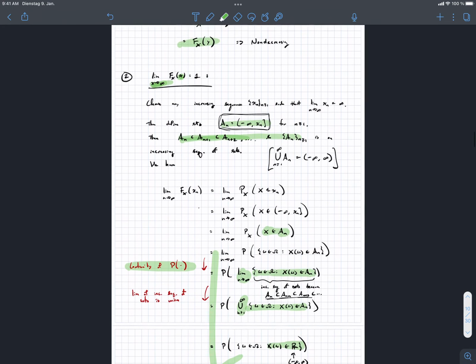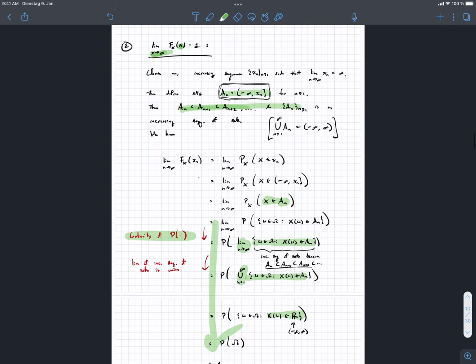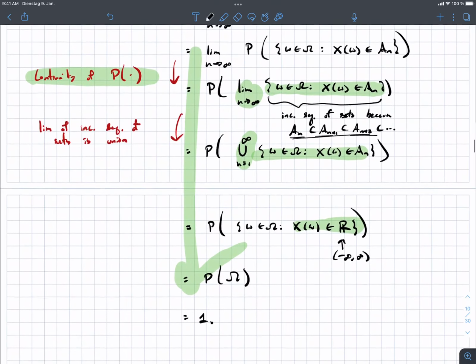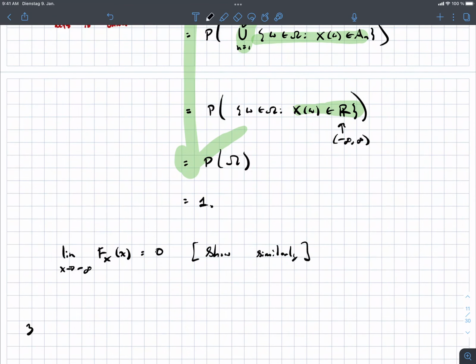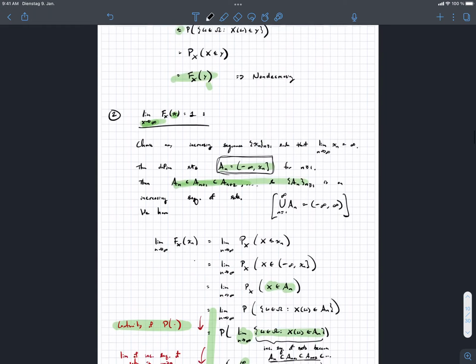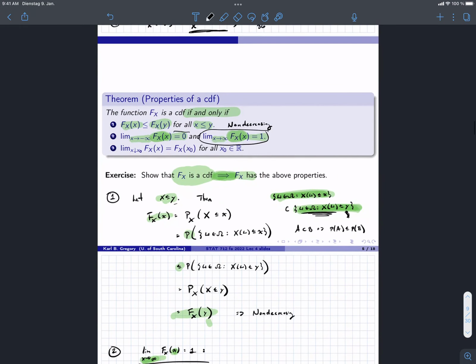this sequence of increasing sets. If I want to show that as x goes to minus infinity, this limits to 0, you can show this in a similar way. Similarly. Okay, you can show that similarly.